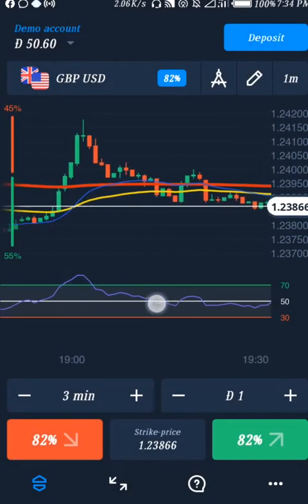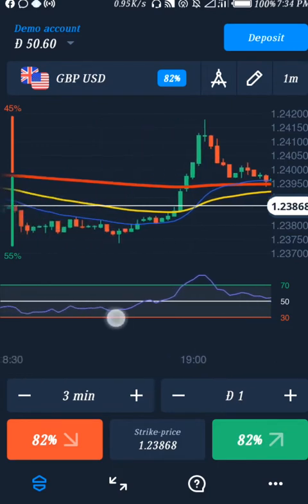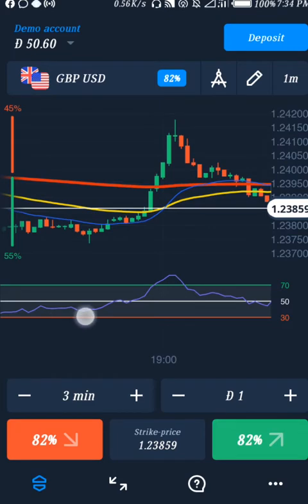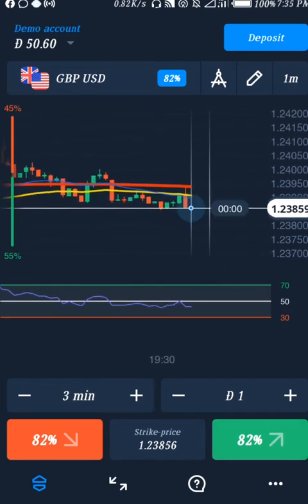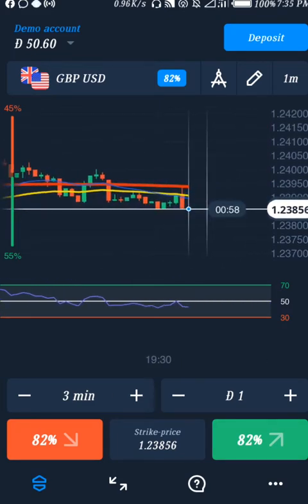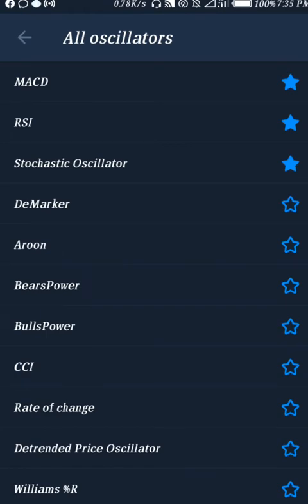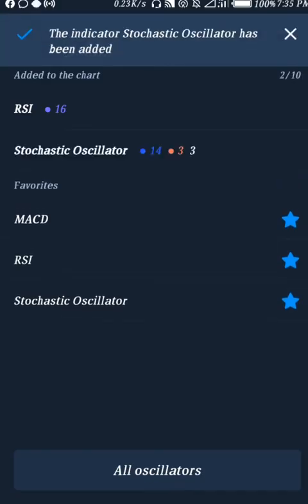This is what your RSI is, okay? It shows you the movement of your candles as it's going up and coming down. All right, that is what it does, and I'm going to teach you how to make use of it to trade. Then the next one you're going to enter is another oscillator. You come back here, click on it, click on oscillator. You'll go to all, and you enter stochastic oscillator, this one, add to chart.